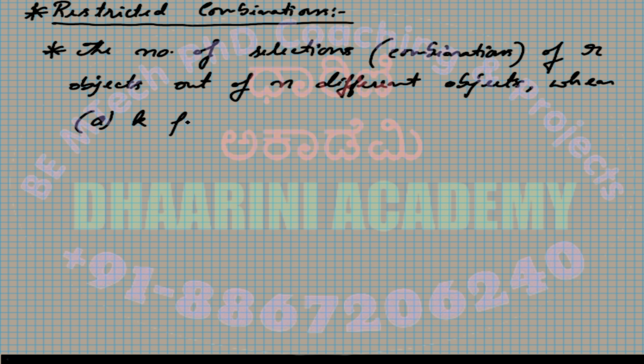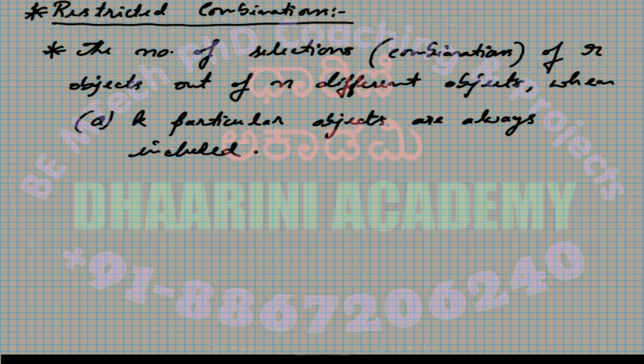So k particular objects are always included. You include them always. So this can be calculated as (n minus k) C (r minus k).